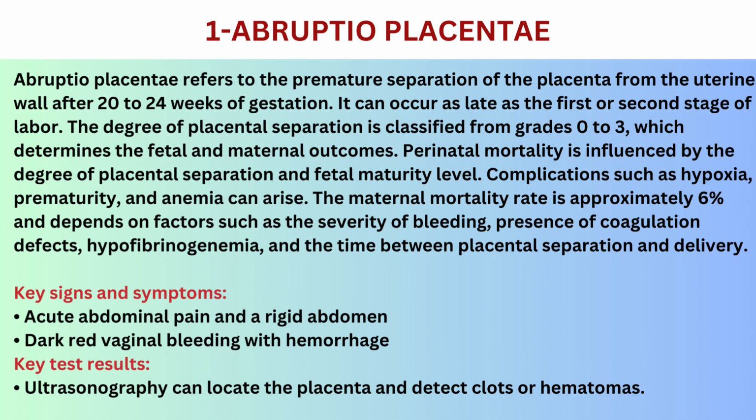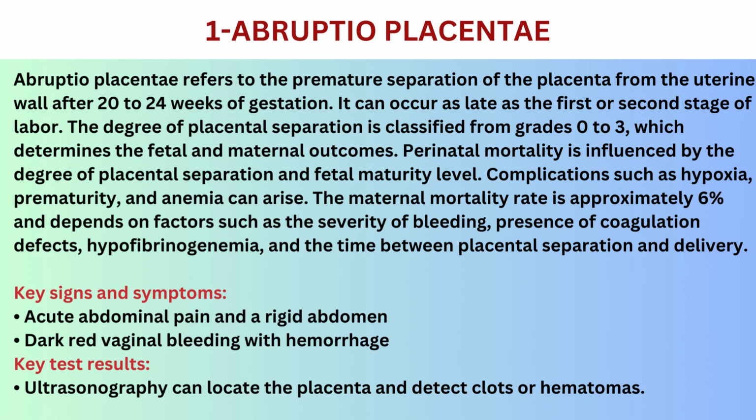Perinatal mortality is influenced by the degree of placental separation and fetal maturity level. Complications such as hypoxia, prematurity, and anemia can arise. The maternal mortality rate is approximately 6% and depends on factors such as the severity of bleeding, presence of coagulation defects, hypofibrinogenemia, and the time between placental separation and delivery.